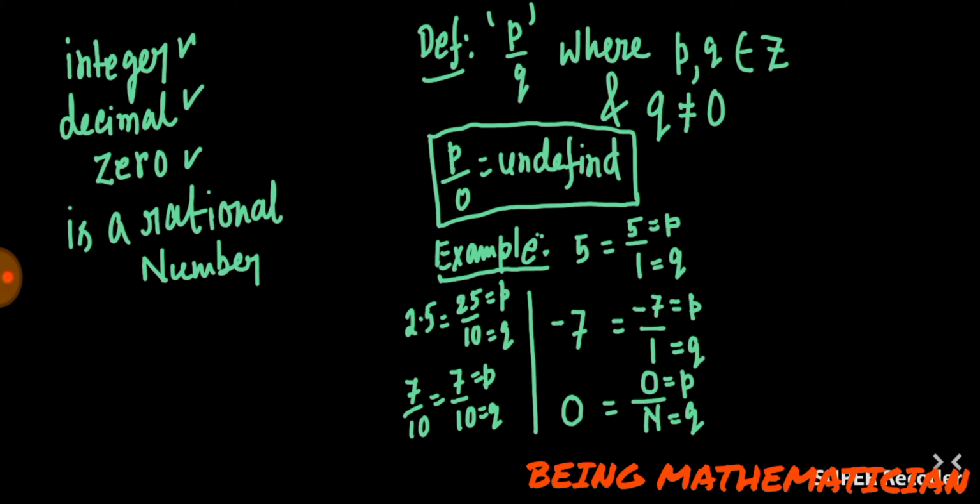Now let's see some applications of rational numbers. Find rational numbers between the numbers minus 1 by 12 and 2 by 3.